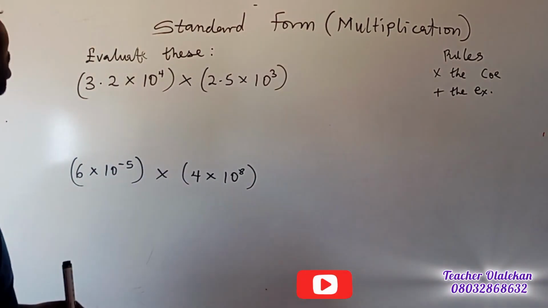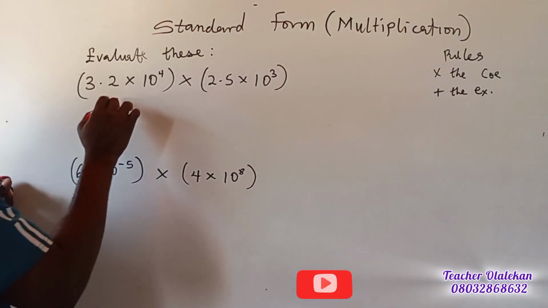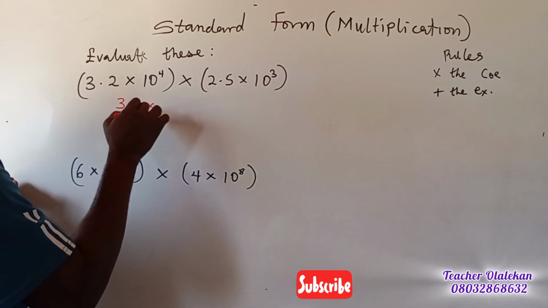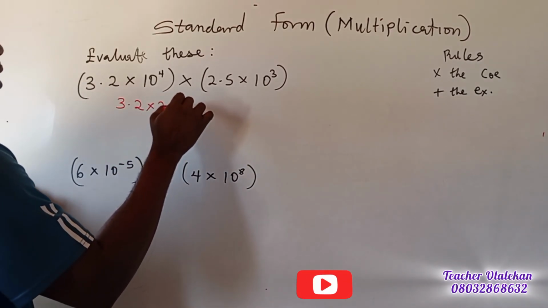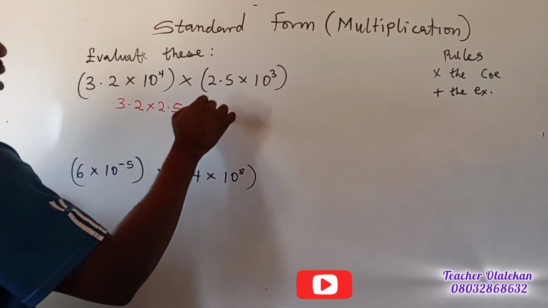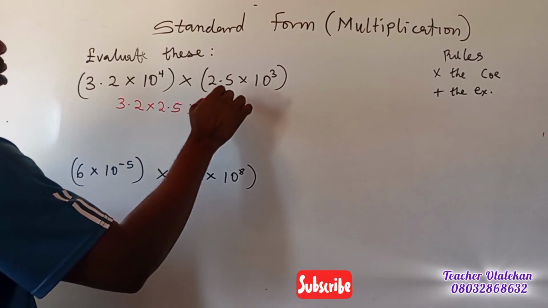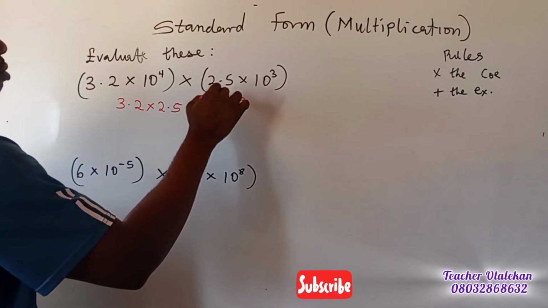So first, let's do that with this. We're going to do 3.2 multiplied by 2.5, multiplied by 10 raised to power 4 plus 3.